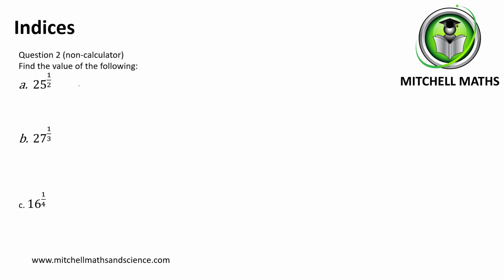For 25 to the power of a half, because it's got a 2 on the bottom, we're going to square root it. The square root of 25 would be 5. For the next part, it's 27 to the power of a third. Because there's a 3 on the bottom, we're going to cube root it. The cube root of 27 is 3, because 3 times 3 times 3 is 27.